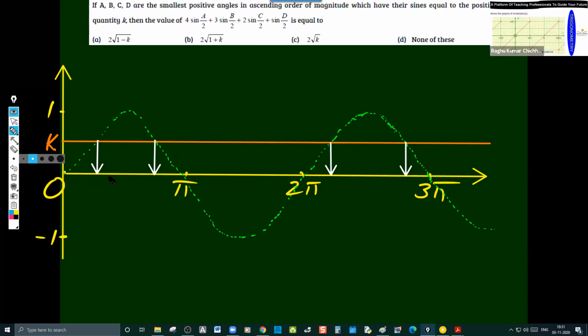Okay. But what is a perfect method to take it? That's what I'm writing. If I take this as some alpha, so our sin alpha is k here. And what should be this? This should be pi minus alpha.